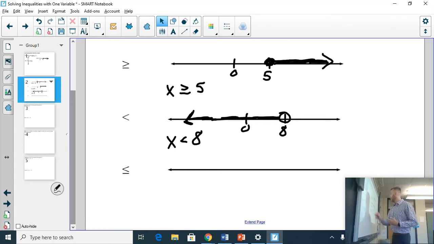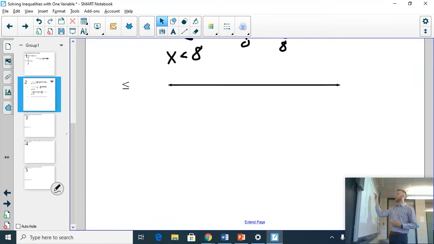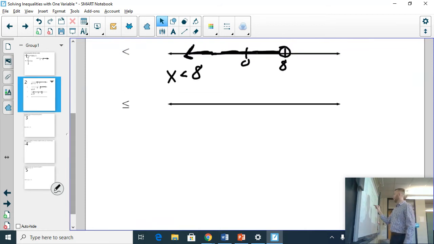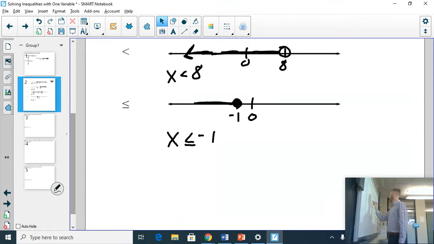And then we have less than or equal to. So if I had x is less than or equal to, let's do -1. So, maybe 0's there, maybe -1's there. For x to be less than or equal to -1, it could be equal, so we're going to do a closed dot. And then less than means to the left. So we're going to have to highlight everything to the left. And that's the graph of that.